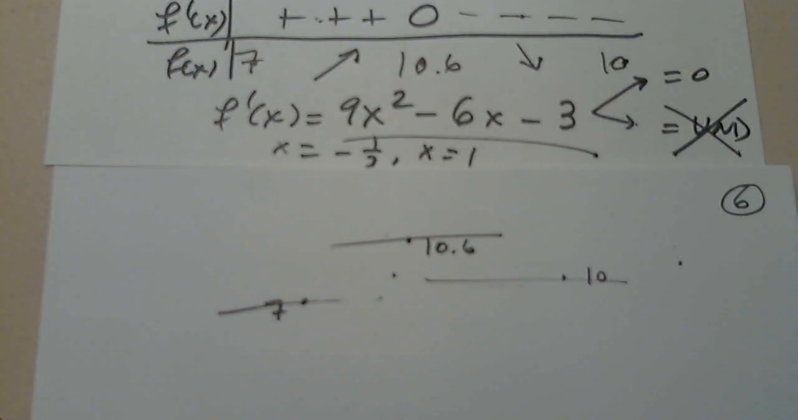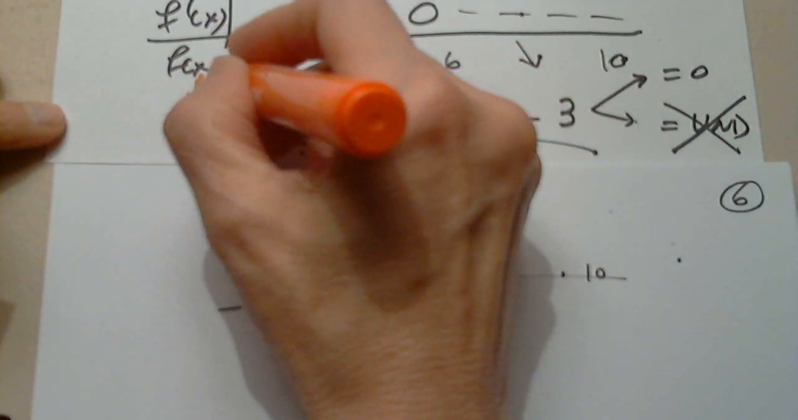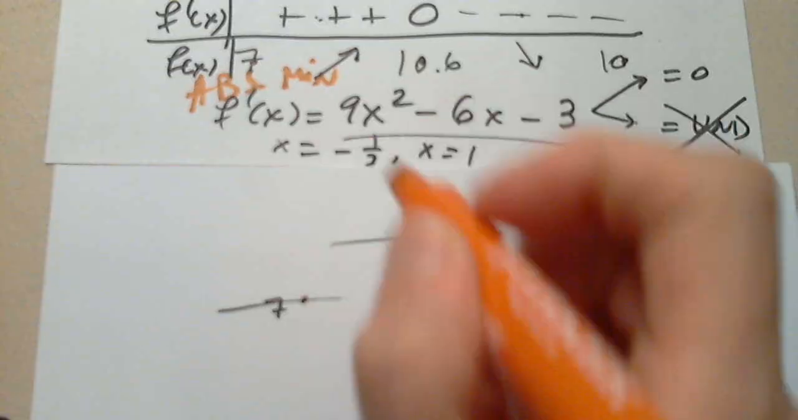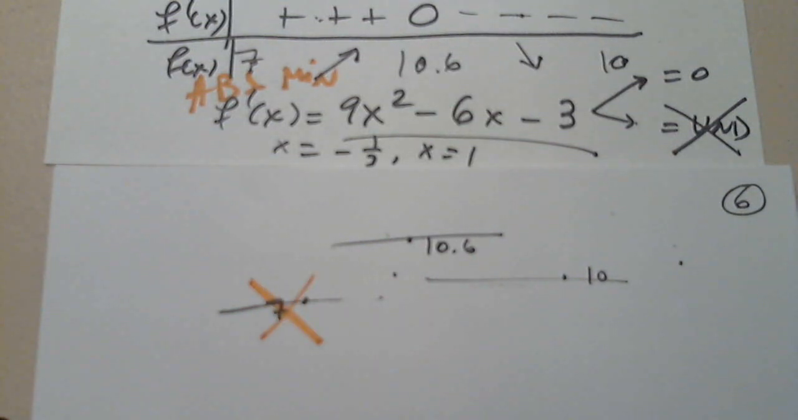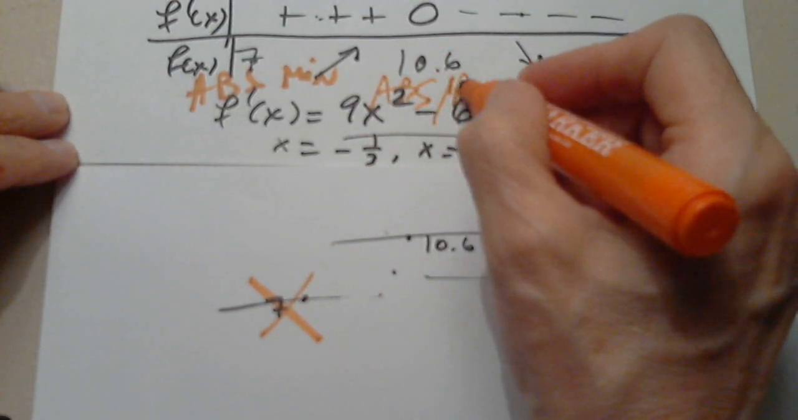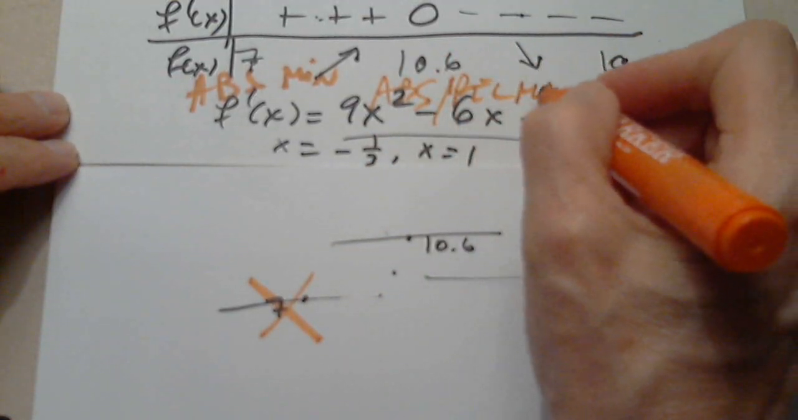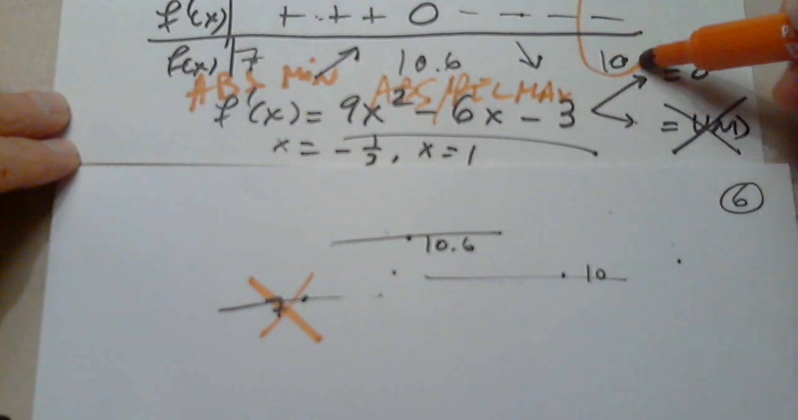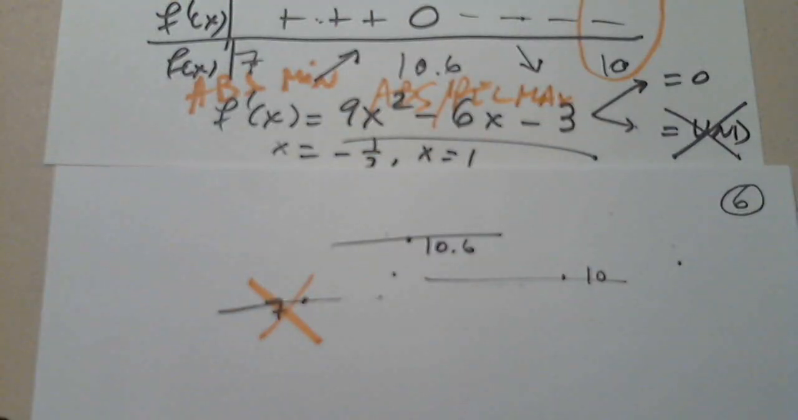It's an absolute minimum, but not a relative. Yes. Absolute minimum, it cannot be relative because it cannot be at the end of the interval. Excellent. What about negative 1/3, 10.6? Both absolute and relative max. Yes. Absolute, relative, max. What will you say about 0, 10?